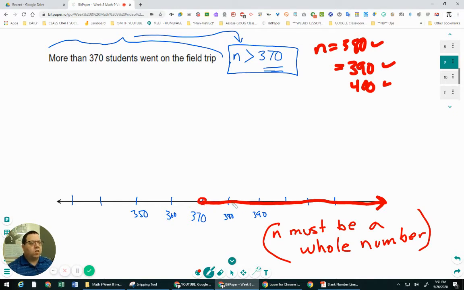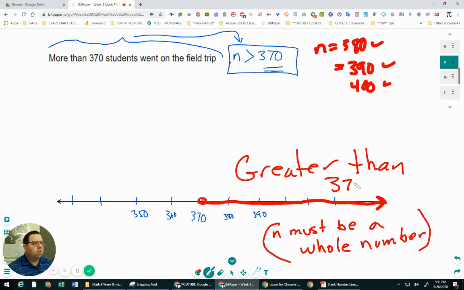Draw your circle at 370 and go to the right, because that's where the greater than portion is, greater than 370. We've matched the symbol. The graph matches the symbol. That's when the graph essentially matches the entire expression.